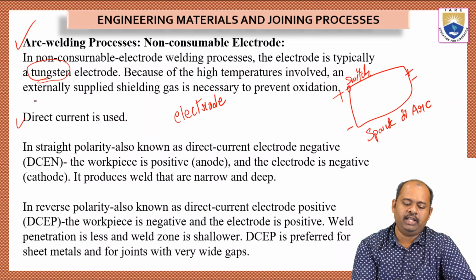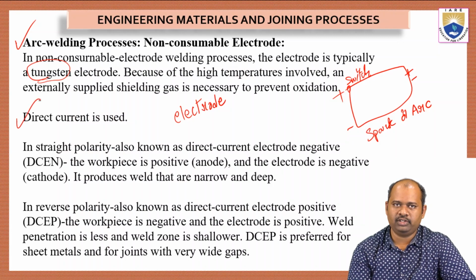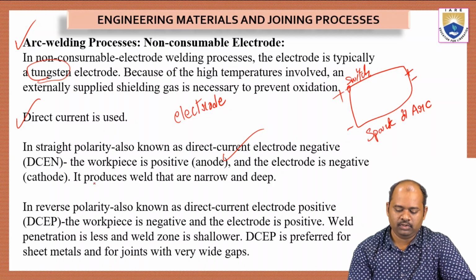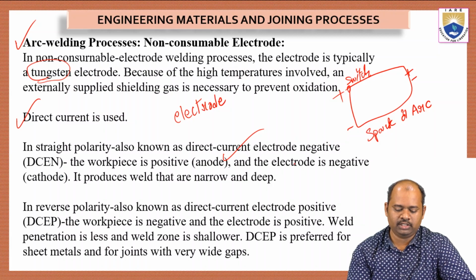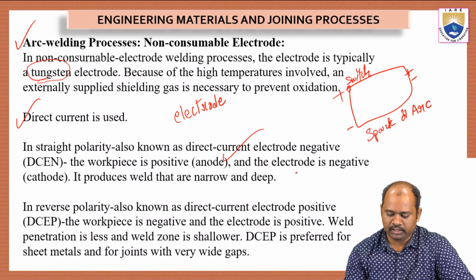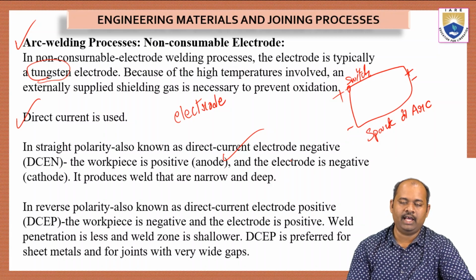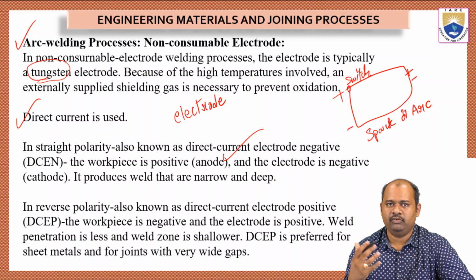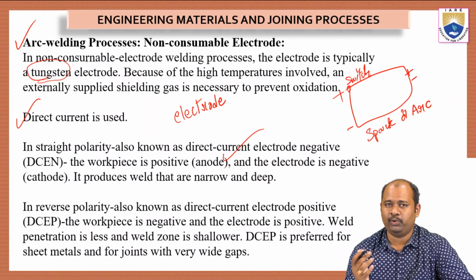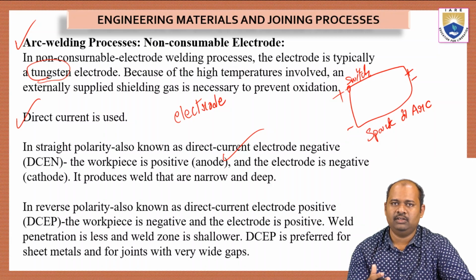And then direct current is used for this welding process. In straight polarity, also known as direct current electrode negative, the workpiece is positive and the electrode is negative. In this case, the electrode is negative and it produces a narrow and deep weld. Depending on the type of application and the polarity of the particular welding, we will get different types of welds.